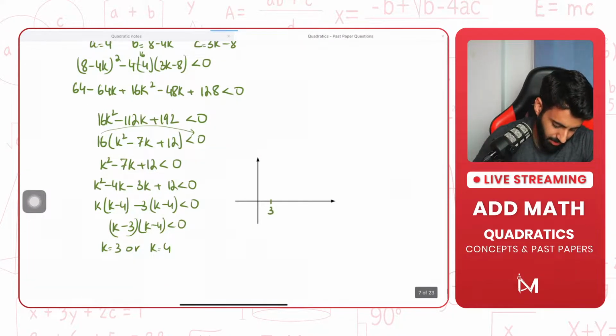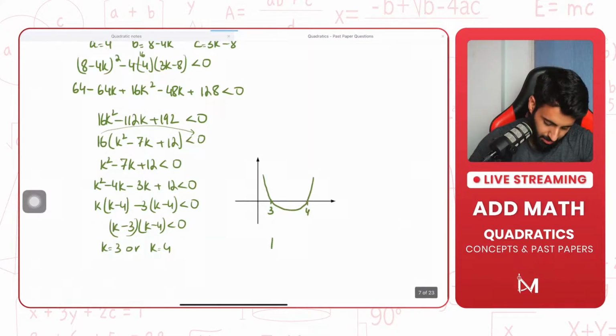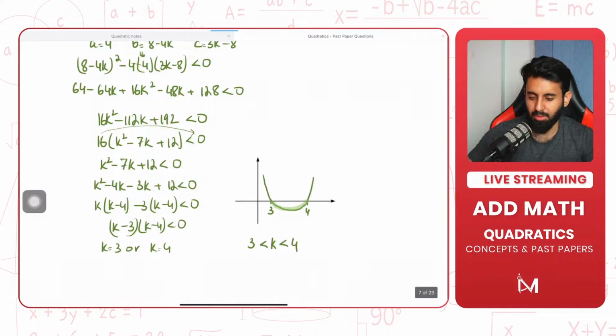So we have a quadratic curve cutting the horizontal axis at 3 and 4. And we want the part that is less than 0. That means below the horizontal axis. So that part we get when k is between 3 and 4. And there we go. That's the answer.